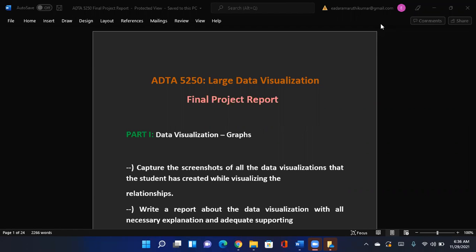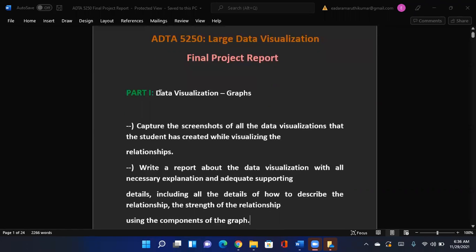I completed my final project of ADTA 5250 Large Data Visualization. Now I'm going to give an overview of my final project. Initially, I started with part one. In part one, I did data visualization in graphs.